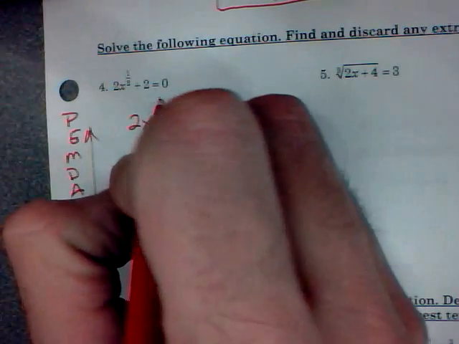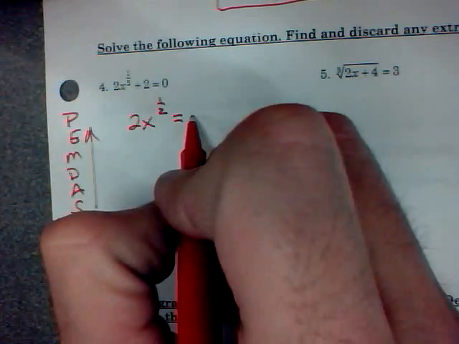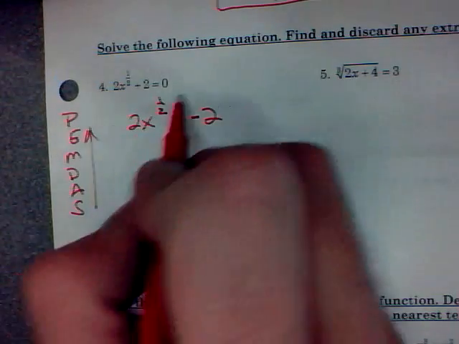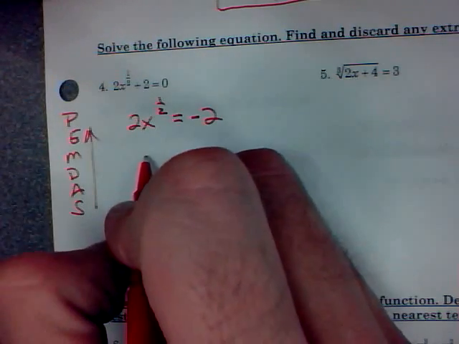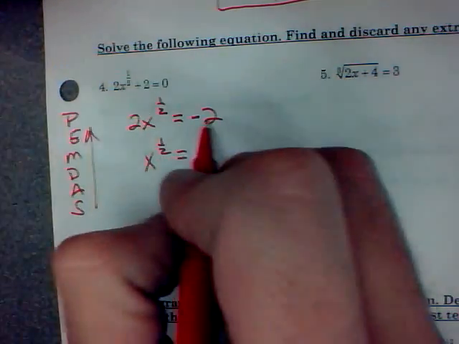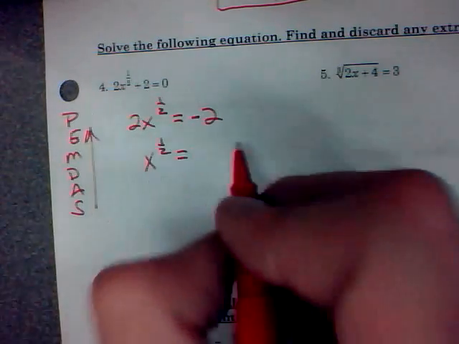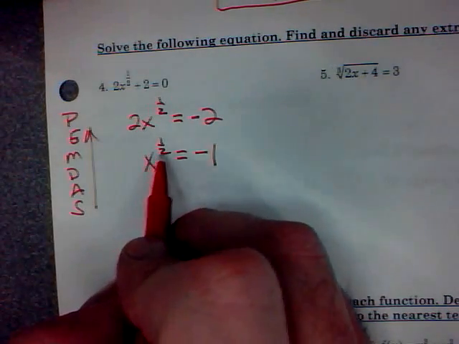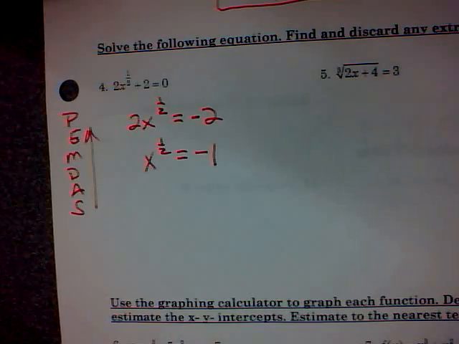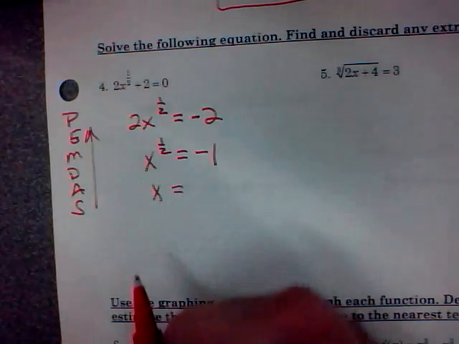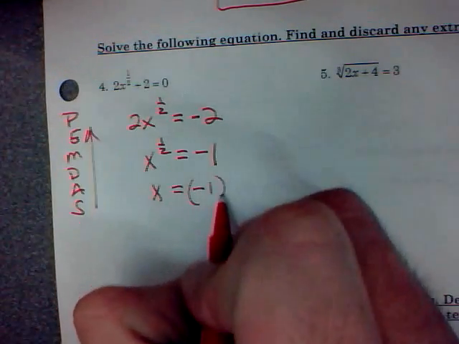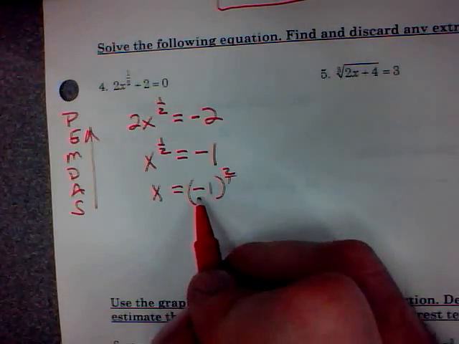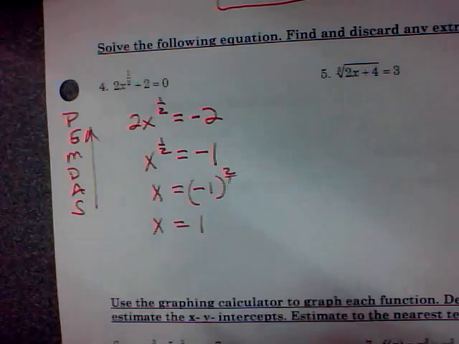So you got 2x to the 1/2 power equals, subtract the 2, you get -2. And then we need to get rid of the multiplication before the power, so now we're going to divide. So this is x to the 1/2 equals -2 divided by 2, which is -1. Okay? And then you need to bring the power to the other side by doing the reciprocal power. So this is x equals -1 to the second power, or that's 2 over 1. So if you squared -1, you would get +1.